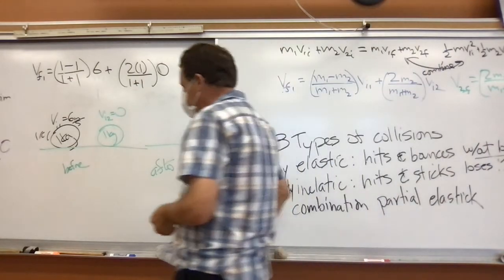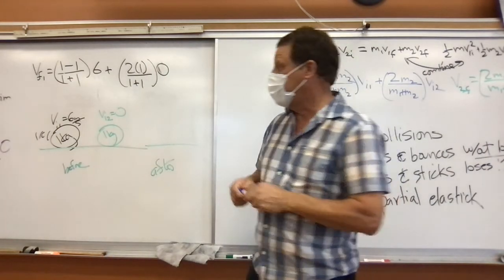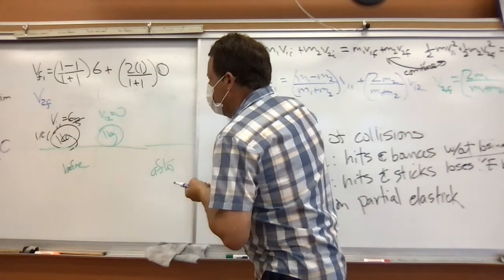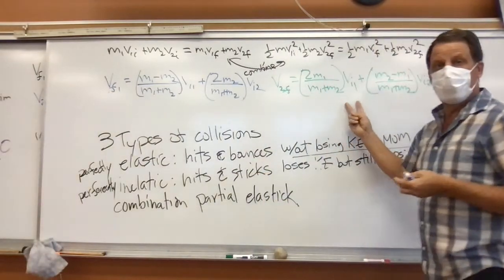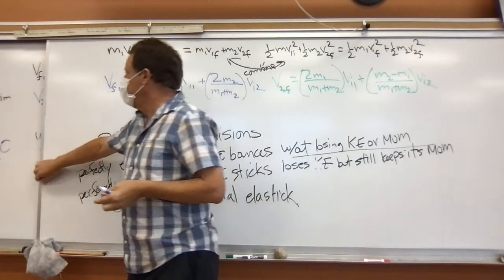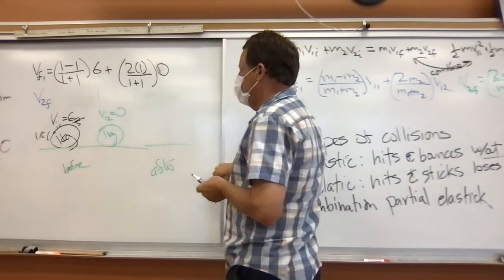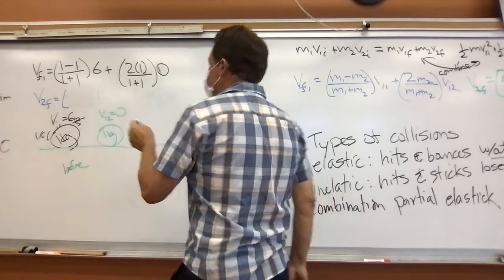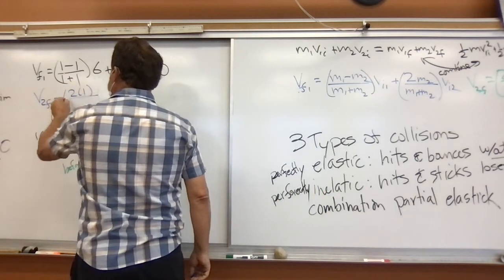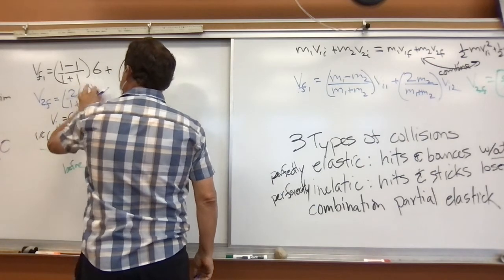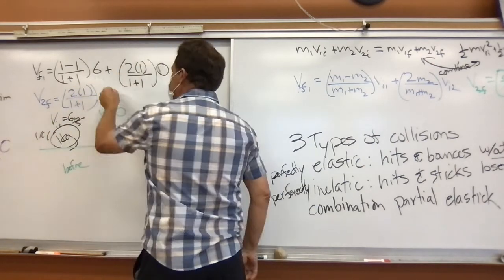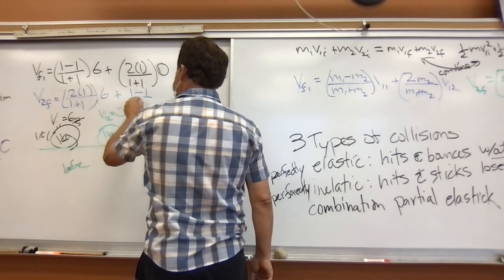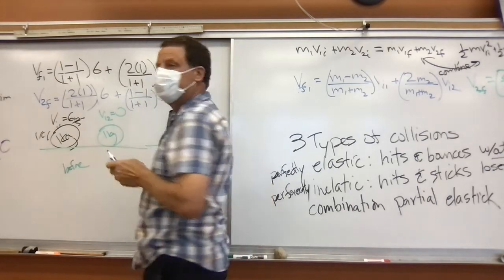So now let's take a look at the second ball, okay? We're going to have V2 final. Now we won't be able to see the equation, but it's going to be this one right here. So we are going to say that it's going to be 2 times 1 divided by 1 plus 1 times the initial velocity of 6, plus 1 minus 1 over 1 plus 1 times 0.